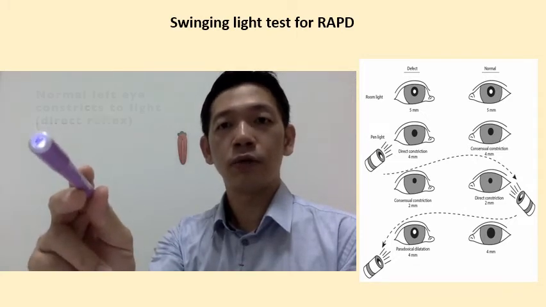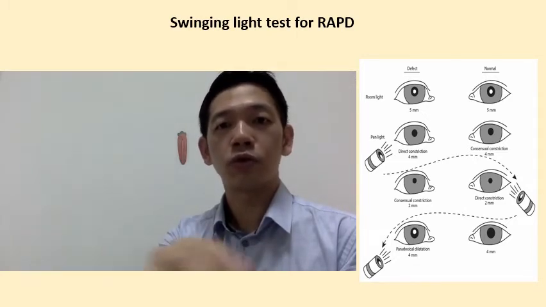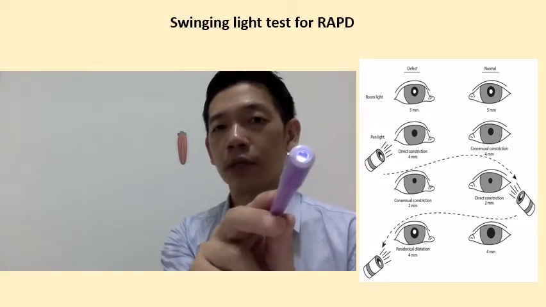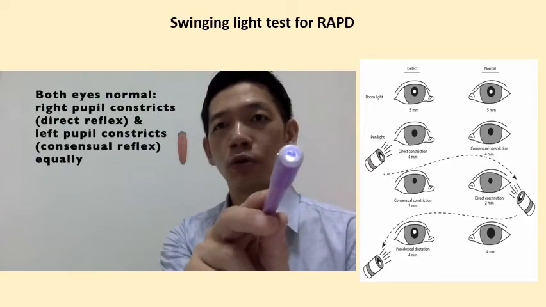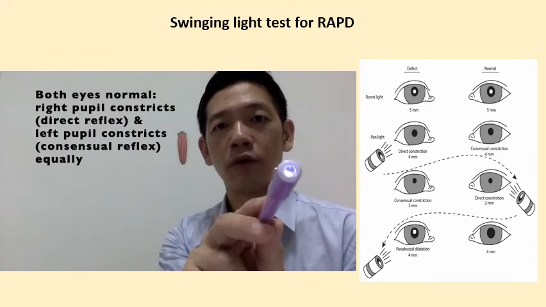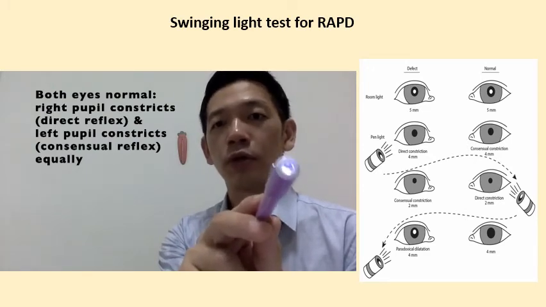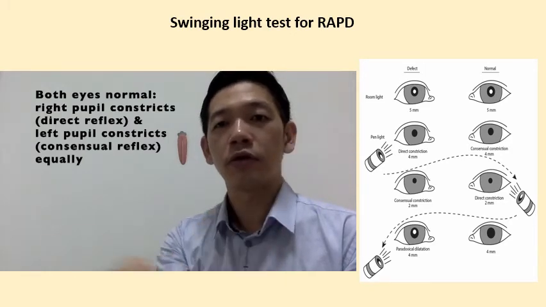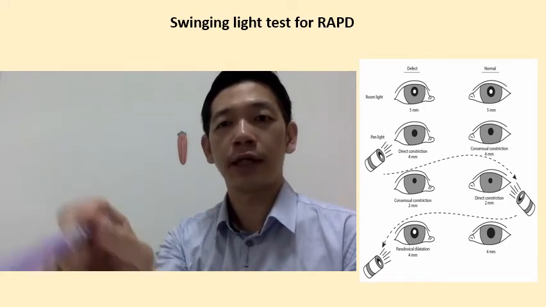After this, you need to swing to the other eye to check for the reaction over the other eye. So you also will expect there will be constriction because you're creating a direct reflex. This is actually a combination with your consensual reflex, so you know that the other eye is at the same time constricting as well. This is the so-called swinging light test.